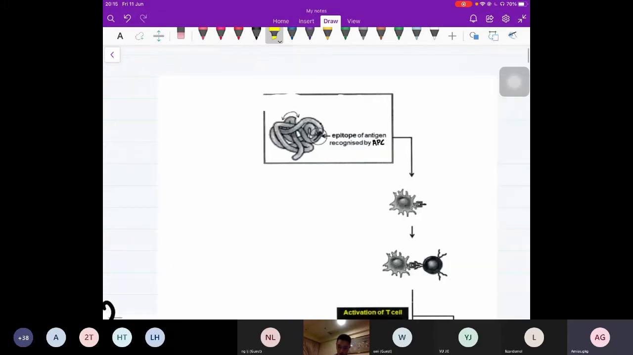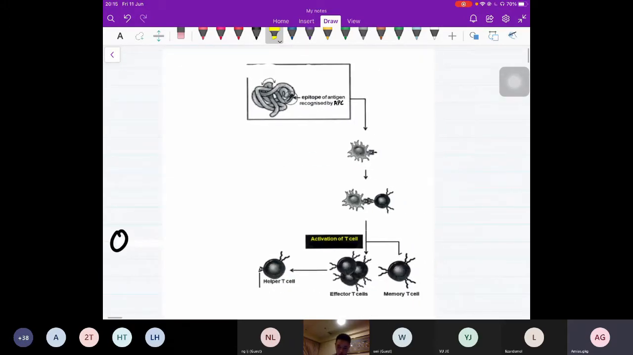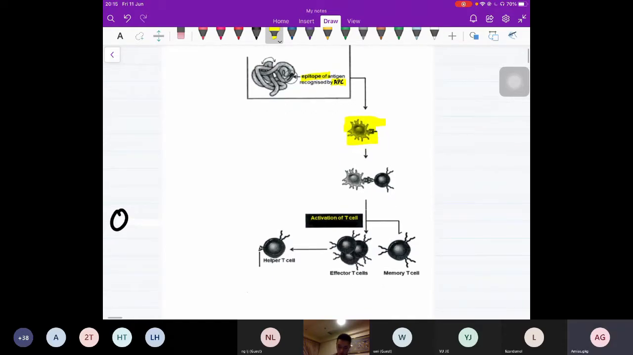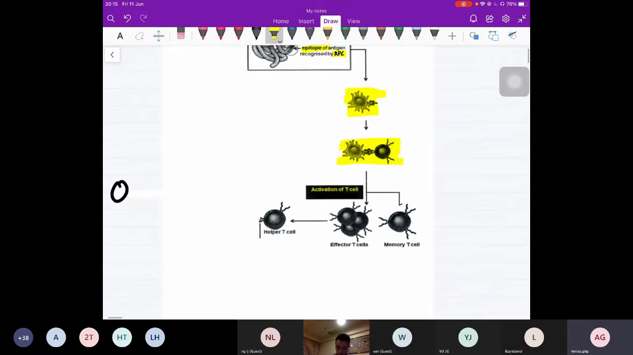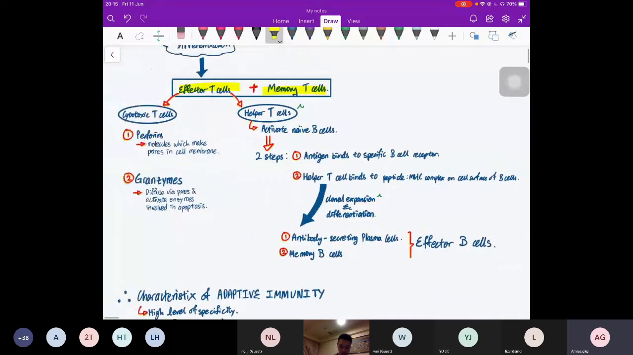Okay, so this is how it looks. So you have your epitope that's recognized by your APC. APC is your macrophage and dendritic cell. Then you form your peptide MHC complex here. You present it to your naive T cell here, and then you activate it and you give your effector cells and your memory cells. Then we'll talk about the helper T cells.